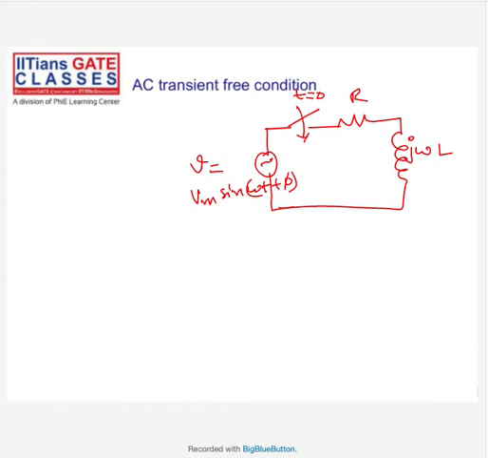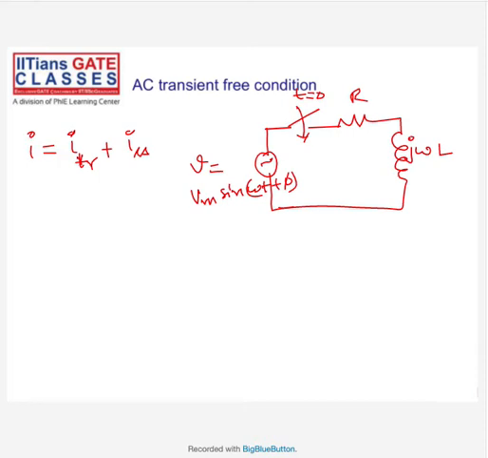Say the switch is closed at t equal to 0. The solution of this, the current, is I equal to I transient plus I steady state. We did this kind of problem for DC. After that we started sinusoidal steady state AC analysis. After sinusoidal steady state analysis, you will get a condition for AC transients. You have to understand the concept here.